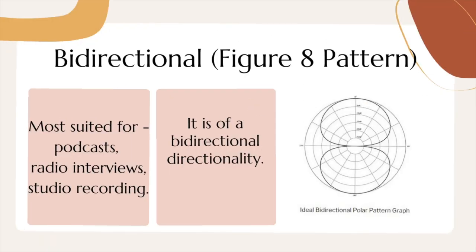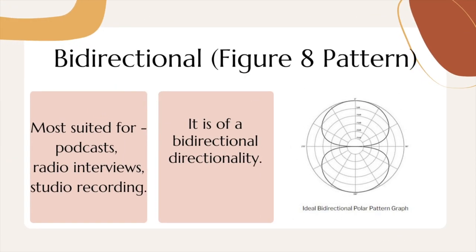The next type is bidirectional or figure 8 pattern, which is perfect for podcasts, radio interviews, and typically only found in large diaphragm condensers and ribbon microphones. The figure of 8 polar pattern will record sounds from the front and the back but reject sounds from the side. It is of a bidirectional directionality, as the word suggests. It is not a surprise that it is not often used for studio recordings.